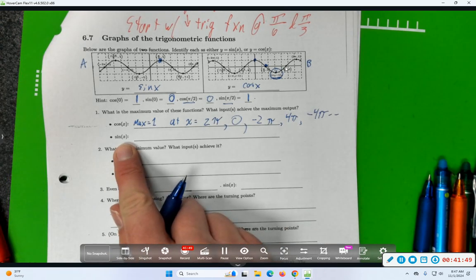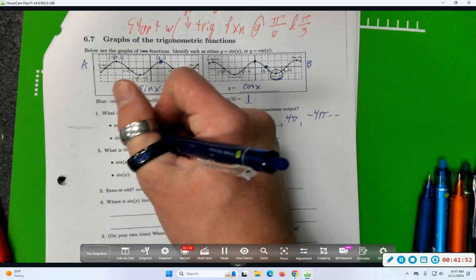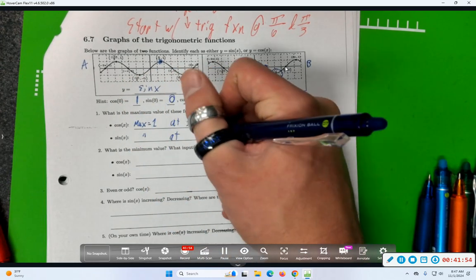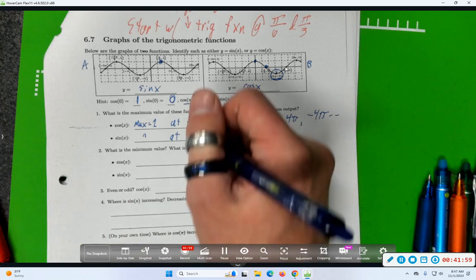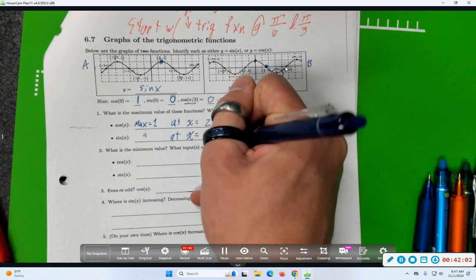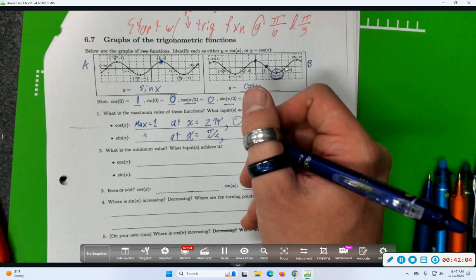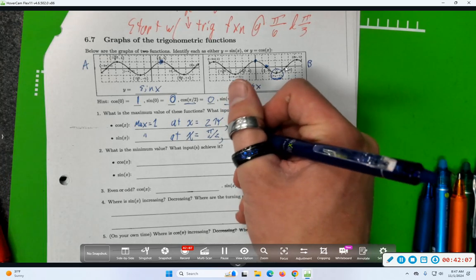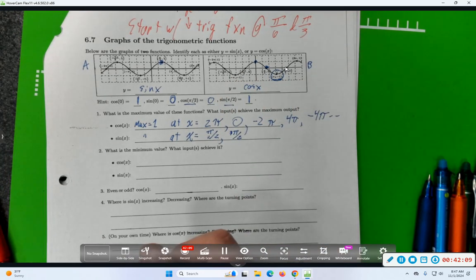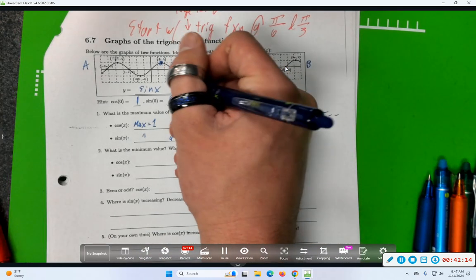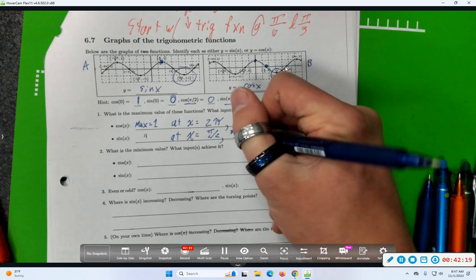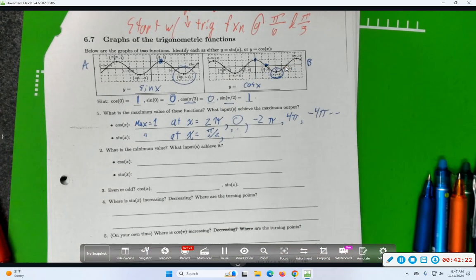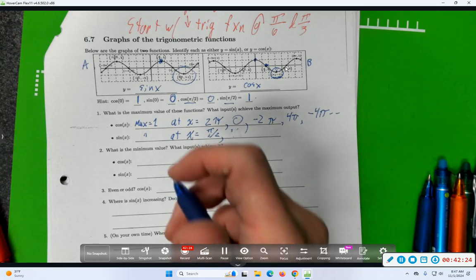What's the maximum value sine takes? Same maximum value. What are some x values that give you that maximum? Pi over 2. Give me another. 3 pi over 2. How sure are you of that? That looks like it gives you the minimum again.